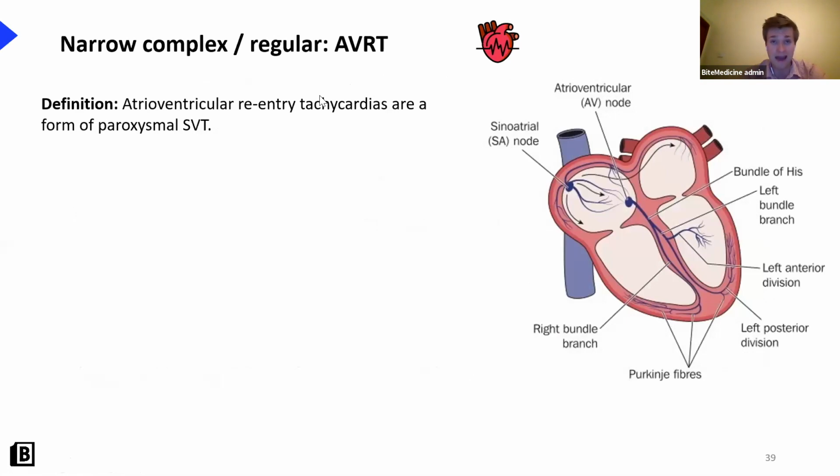So that's AVNRT. Now let's have a think about AVRT, so atrioventricular reentry tachycardias. They're again a form of paroxysmal SVT.